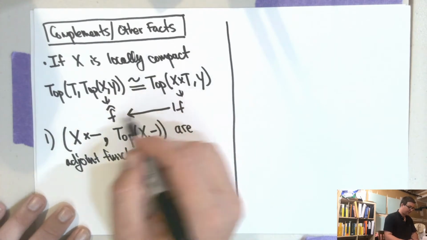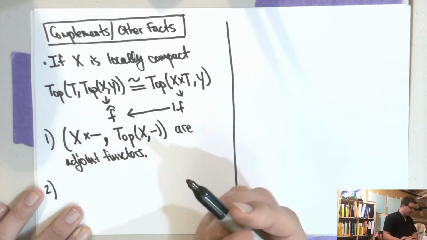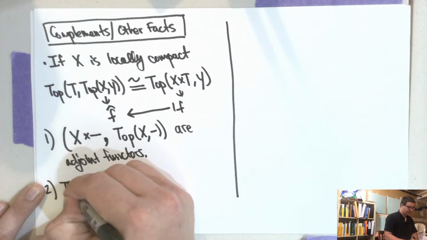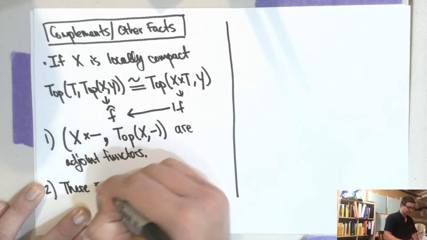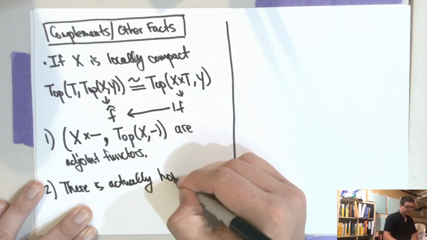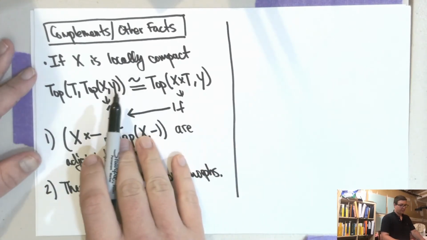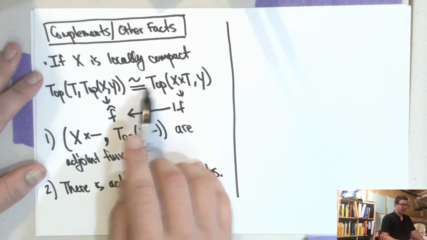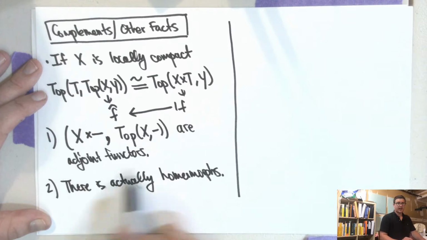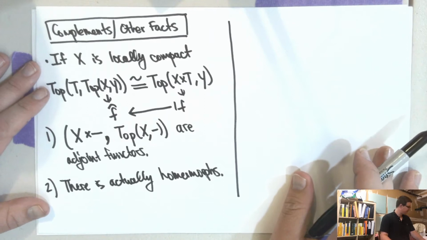Moreover, they're not just adjoint functors from topological spaces to topological spaces. This actually works as continuous maps. So these are actually homeomorphisms. This is a mapping space, and this is a mapping space. So this is a topological space, and this is a topological space. And you can actually prove, and I won't, that these things are isomorphic topological spaces.